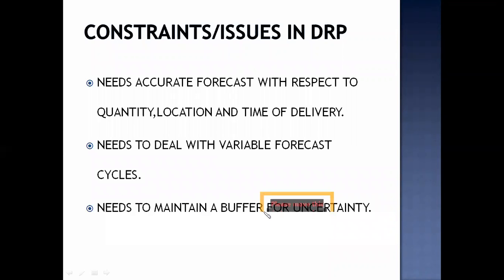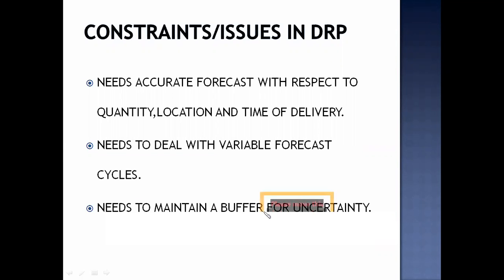But at the same time, there are certain constraints or issues in DRP. Again, similar to MRP, here also we need accurate data, accurate forecast with respect to quantity, location and time of delivery. We also need to deal with variable forecast cycle. Sometimes the forecast may go wrong. The demand may keep fluctuating. So accordingly, we need to plan our activities.